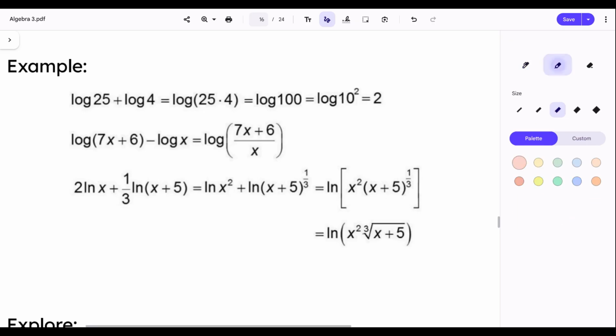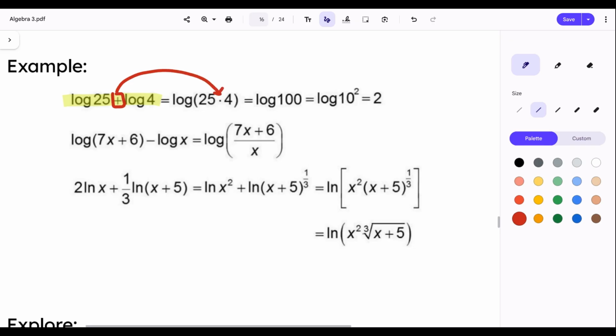We're starting out with, I'm going to do some highlighting, log 25 plus log 4. So those were two separated things. The first thing they did, because there's a plus sign here, and a plus sign means there's going to be a multiplication sign in between them, is change it to a regular log, and then in parentheses write 25 times 4. 25 times 4 is 100, so that's how they get to the next part, where it says log of 100, okay?